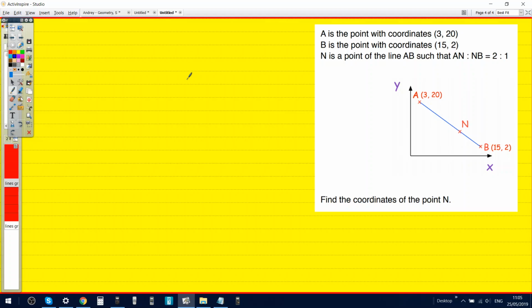So wait. Oh, right. So A to N is 2 parts of A to B. So just write that onto the B. First you have to work out the whole line, the length of the line, which is just Pythagoras. So the difference between x is 12. So 12 squared plus 18 squared. Do you have a calculator? Yeah, I'm doing it now. Okay, it's 6 root 13.